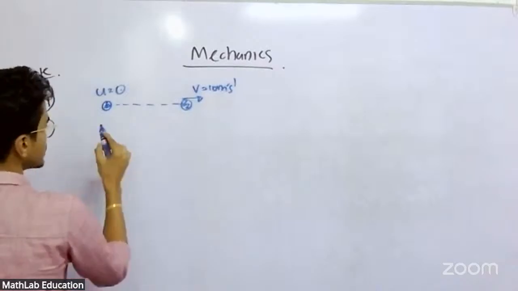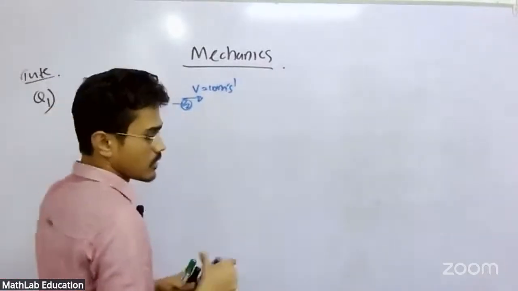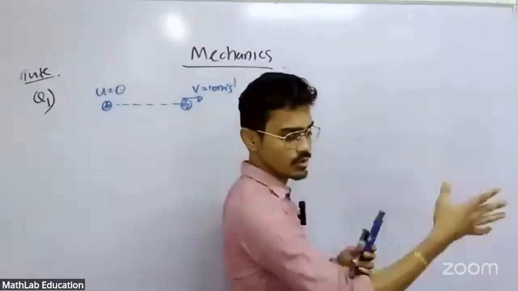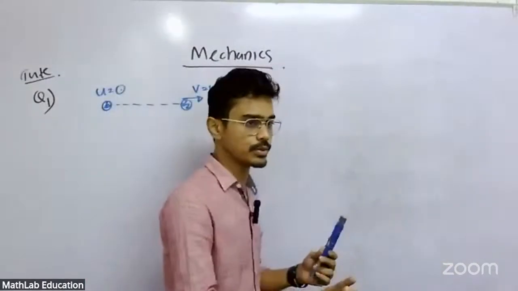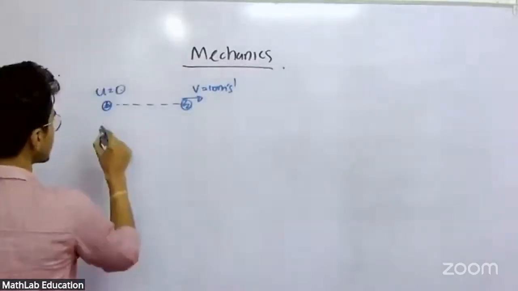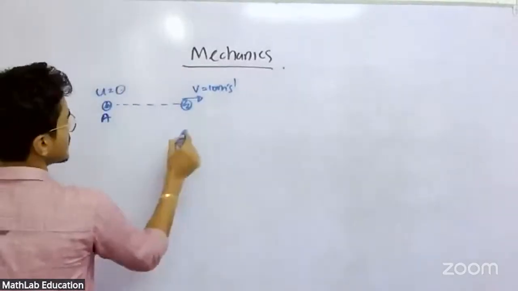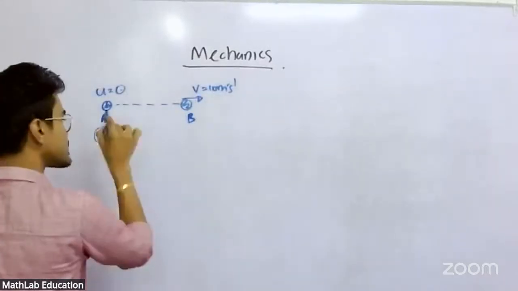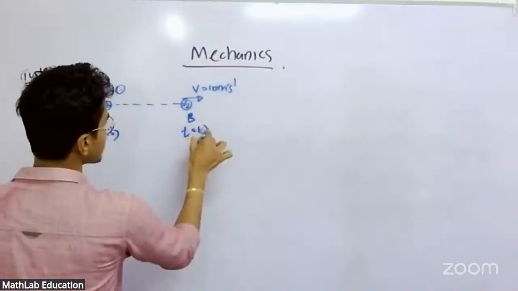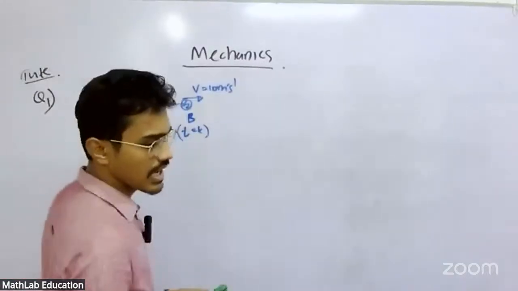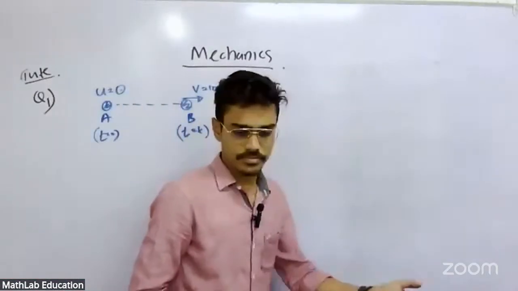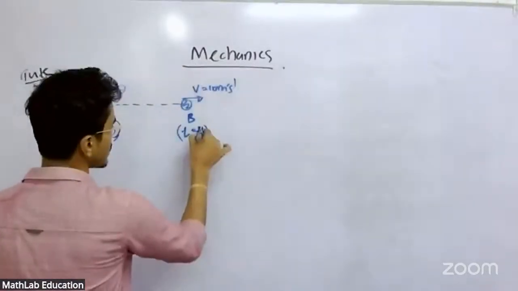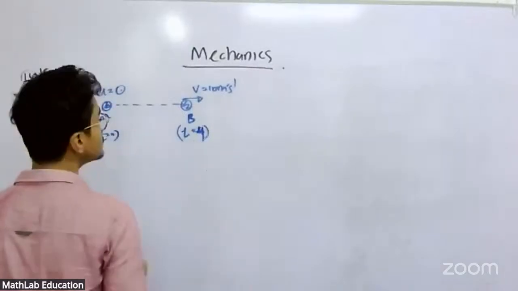For our ease, to identify the section, you can use any letters: A, B, C, D, O, X, Y, Z, anything. That is for you. Let's label them as A and B. This is my t equals 0, the starting point of time, and t equals T is the final point of measuring time. Now T is given as 4 seconds, which means t equals 4. At once we can mark it as t equals 4.